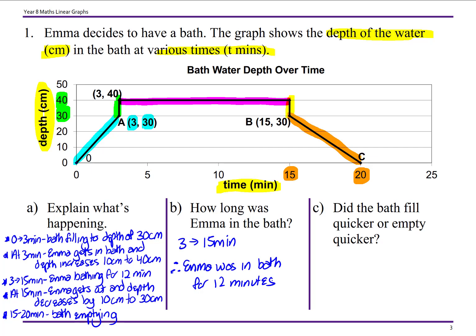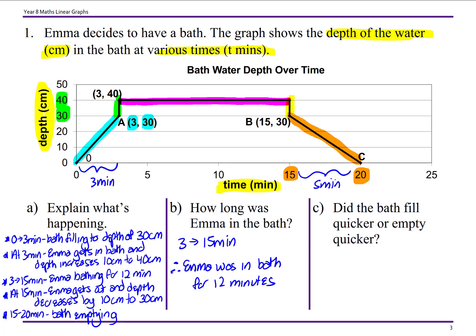Last, did the bath fill quicker or empty quicker? Now to work this one out, we have to look at the slope of our lines, and we're looking at the slope of this from O to A, so this light blue line, versus a slope from B to C. Now we know that the heights are the same, so they're both going either from 0 up to 30 or from 30 down to 0. And the gap, how long it takes to fill, is 3 minutes, but to empty is 5 minutes.